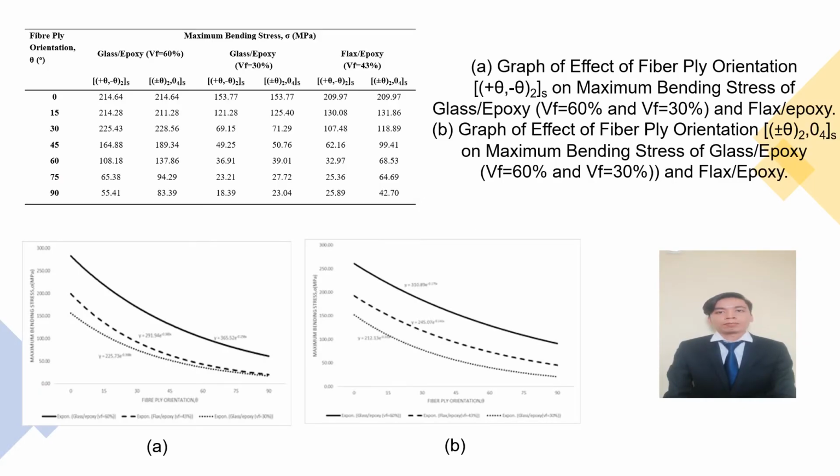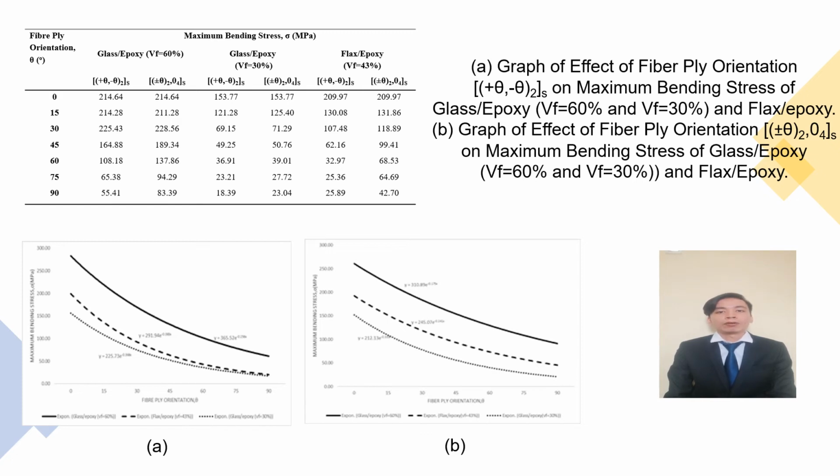Next is flexural. From this table, we see the maximum flexural stress for both glass epoxy and flax epoxy with different types of fiber ply rotations. The maximum flexural stress decreases from 0 to 90 fiber ply rotation according to the result. It demonstrates that a composite with a 0 degree fiber ply rotation may sustain higher loads than composites with other fiber ply rotations. When we see figures A and B, they show that the 0 degree fiber ply rotation affects the composite's flexural stress.